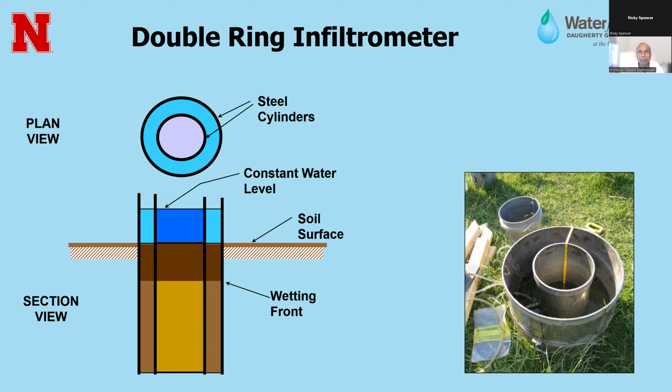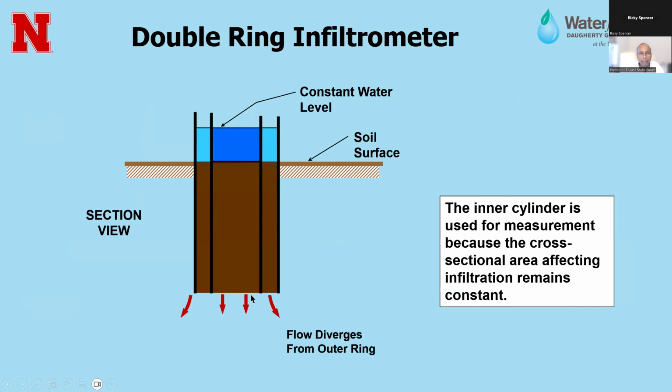That's why we have double rings or 2 cylinders, and we measure the water level in the middle one. What we do is try to maintain the water level constant in both sides, and then we keep adding water as the water moves down. So we try to maintain more or less the same height, this depth, and that way we can measure the infiltration rate.